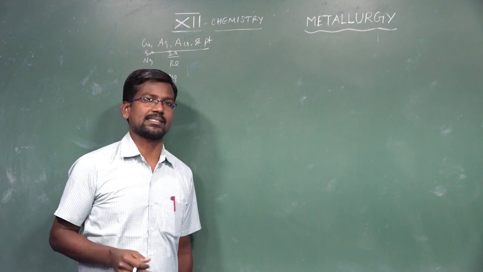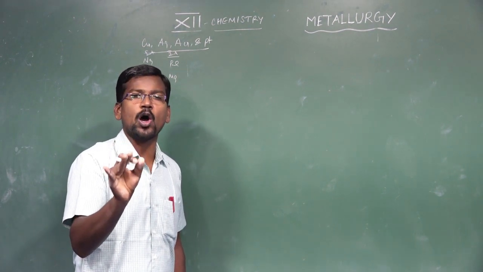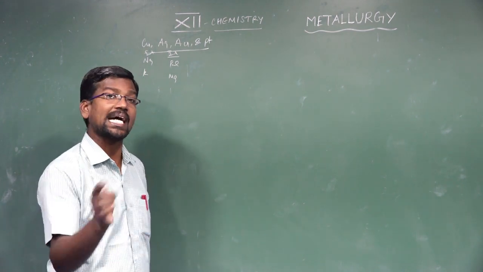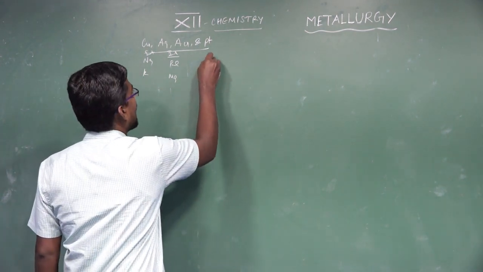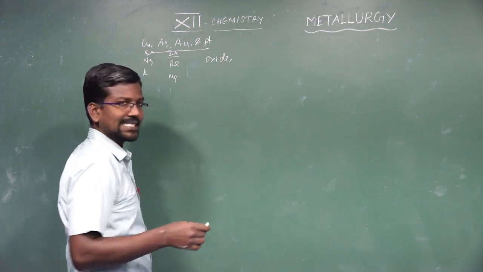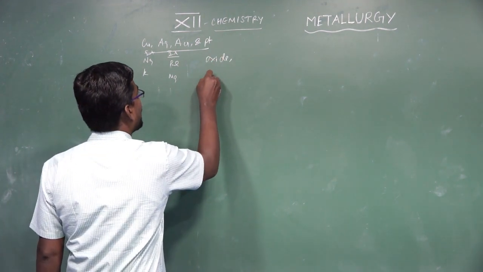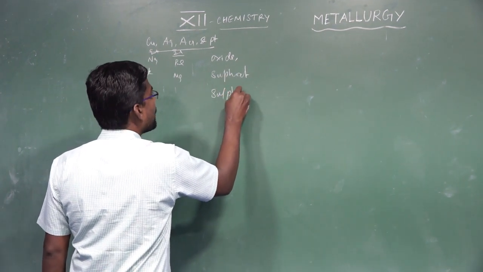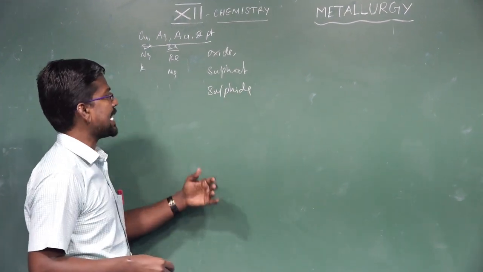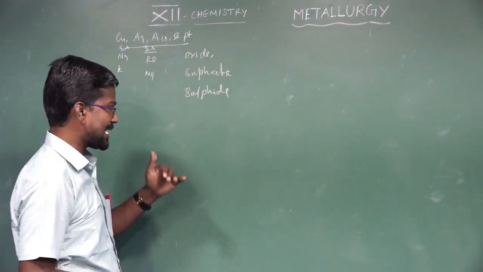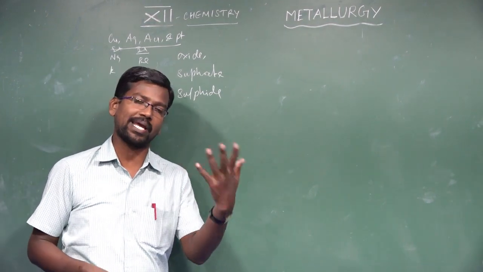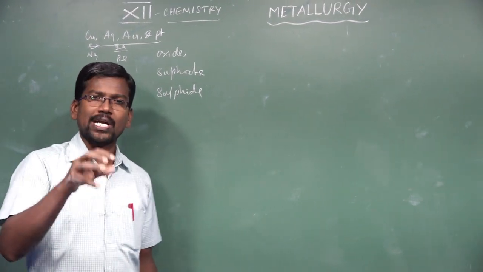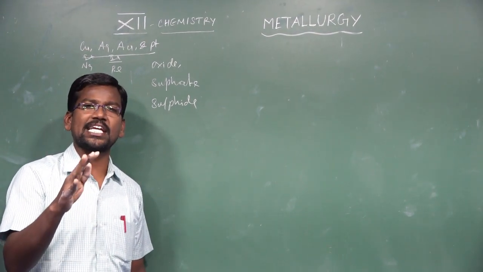Most of the D block metals and a few of the P block elements exist only in a combined state, with oxygen to form oxide, or with sulfur to form sulfide, sulfate. So metal sulfide, metal oxide, metal sulfate, metal phosphate, metal nitrate, metal bicarbonate, metal carbonate, metal silicates are there. Okay, so naturally occurring metals exist in two different forms.